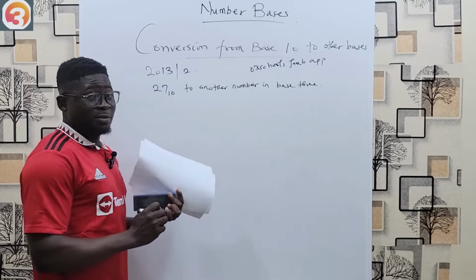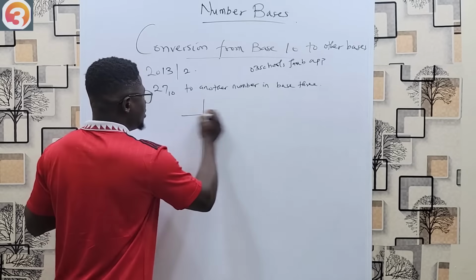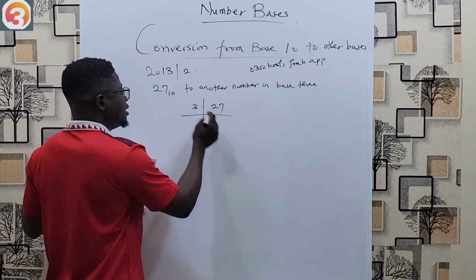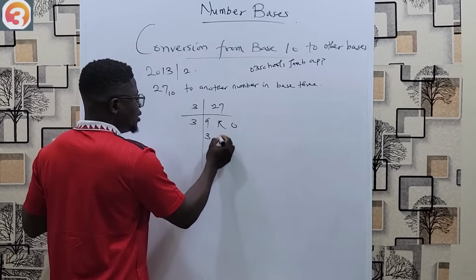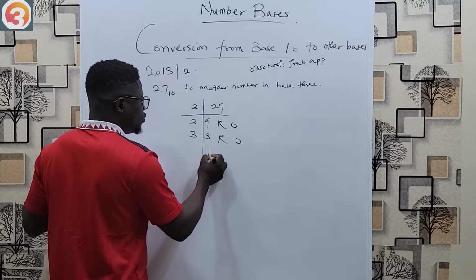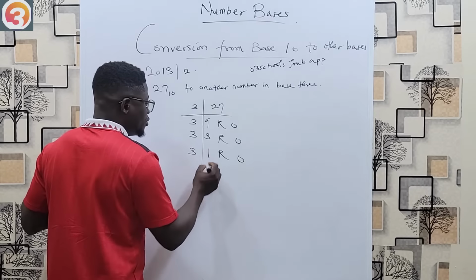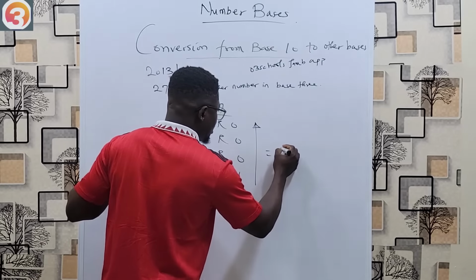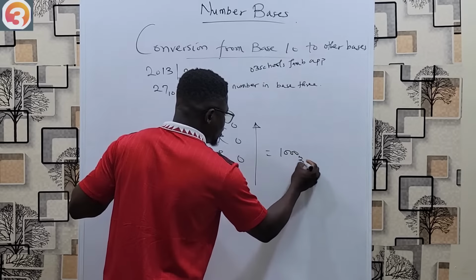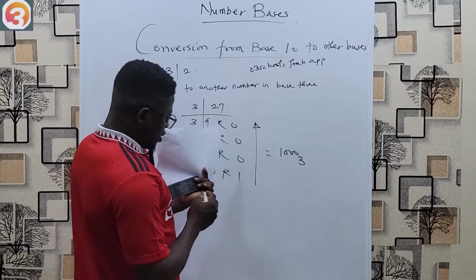Now we're going to be moving at the speed of light. We already know what that's about. So we have 27 divided by 3. 3 into 27 is 9 remainder 0. 3 into 9 is 3 remainder 0. 3 into 3 is 1 remainder 0. And 3 into 1 is 0 remainder 1. So we take our result from bottom to top. So I'm going to have 1000 base 3.